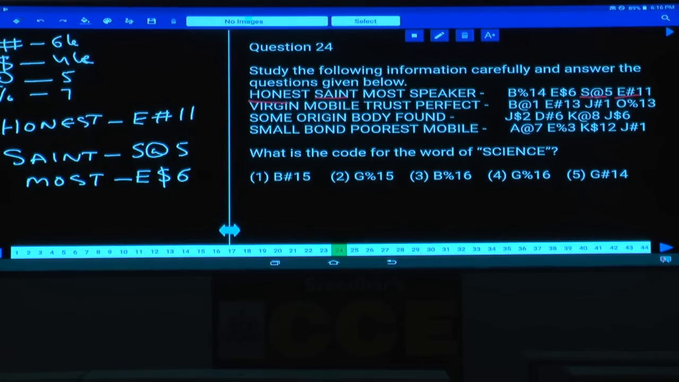Now the 7 letter word is what? SPEAKER. And what is the code to the word SPEAKER here? The code to the word SPEAKER, a 7 letter word, is percentage, B percentage 14. And these are the codes. Now we need to identify the letter and the number, isn't it?